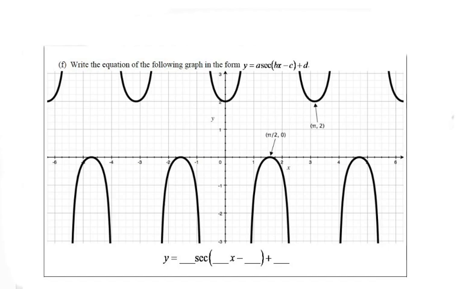So let's write it our way on the other side. Let's go A, secant, and then we'll have our B, then we have the X, then we have our minus H, and then we have our K at the end. Okay, so what are all these things going to be?